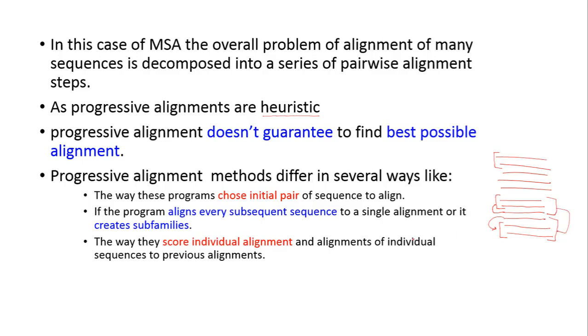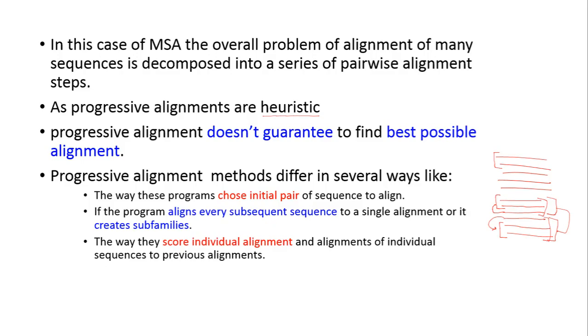So that is what it means: whether the program aligns every subsequent sequence to a single alignment, or it creates subfamilies like this. These three sequences would be aligned in one family, and these three sequences would be aligned in another family, and then the separately aligned families can be aligned together later on. So these are the different ways in which progressive alignment methods can differ.